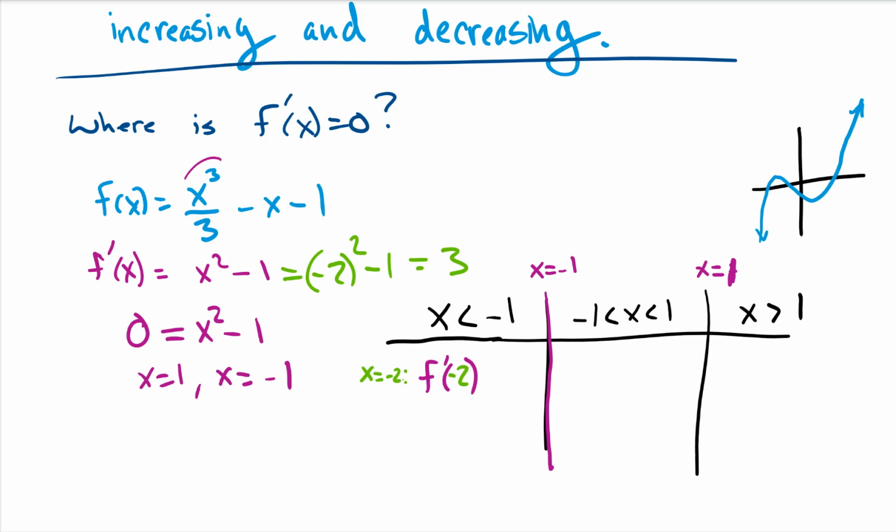So I'm going to write this in. That's what we cared about. Isn't 3 positive? Isn't 3 a positive number? It is a positive number. So we found out that we are increasing from negative infinity up to -1.